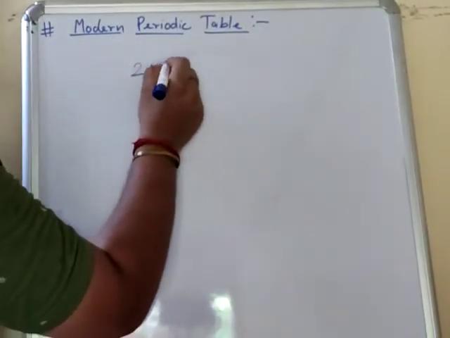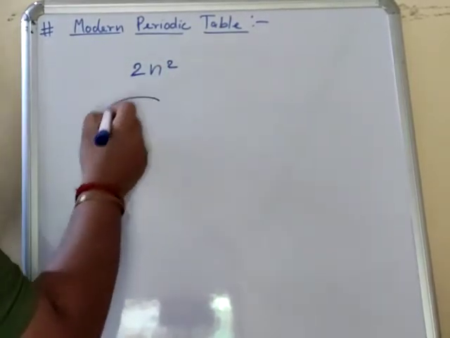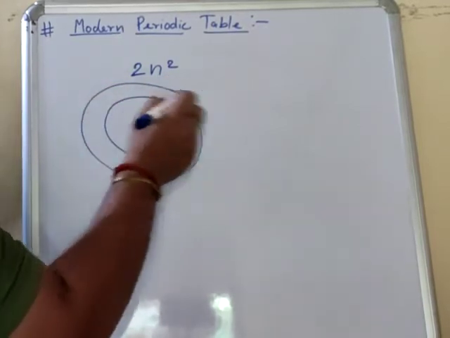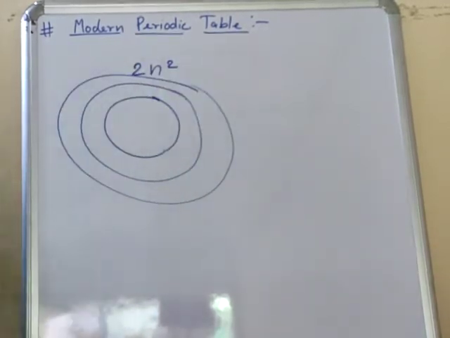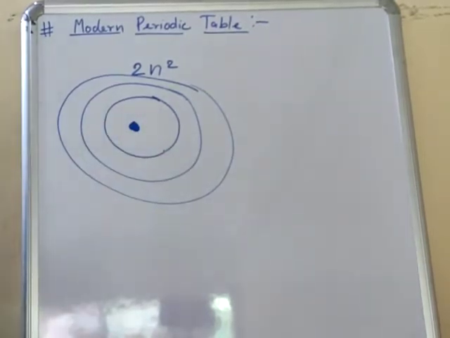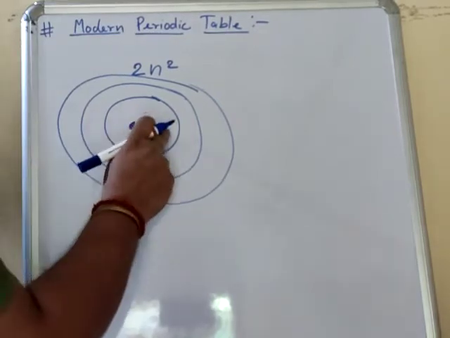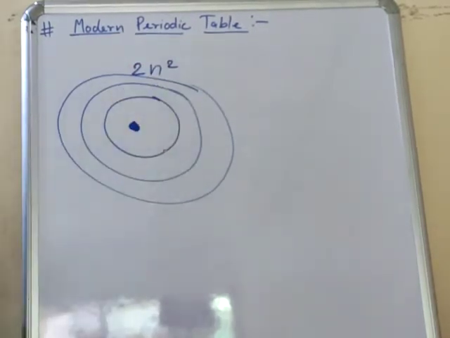Okay, in the previous year, in 9th standard, you have studied that one formula is there, 2n square. What does 2n square show? It shows how many electrons will be present in a particular orbit. Here is a nucleus. How many electrons will be present in a particular orbit is decided by the formula 2n square. Means if for the first orbit you put 1, you will see there will be 2 electrons, and in the second orbit when you put 2 you will get 8 electrons.